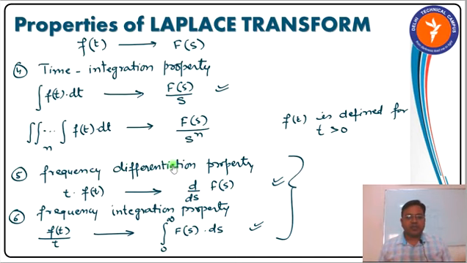Then we have the frequency differentiation property. Say we have the function f of t, and if it is multiplied with t, then its Laplace transform will be the derivative of F of s. That is, we now have the derivative in the s domain or the frequency domain. That is why it is termed the frequency differentiation property. Now, if we have f of t divided by t, this means in the s domain we will have the integration of F of s ranging from s to infinity.